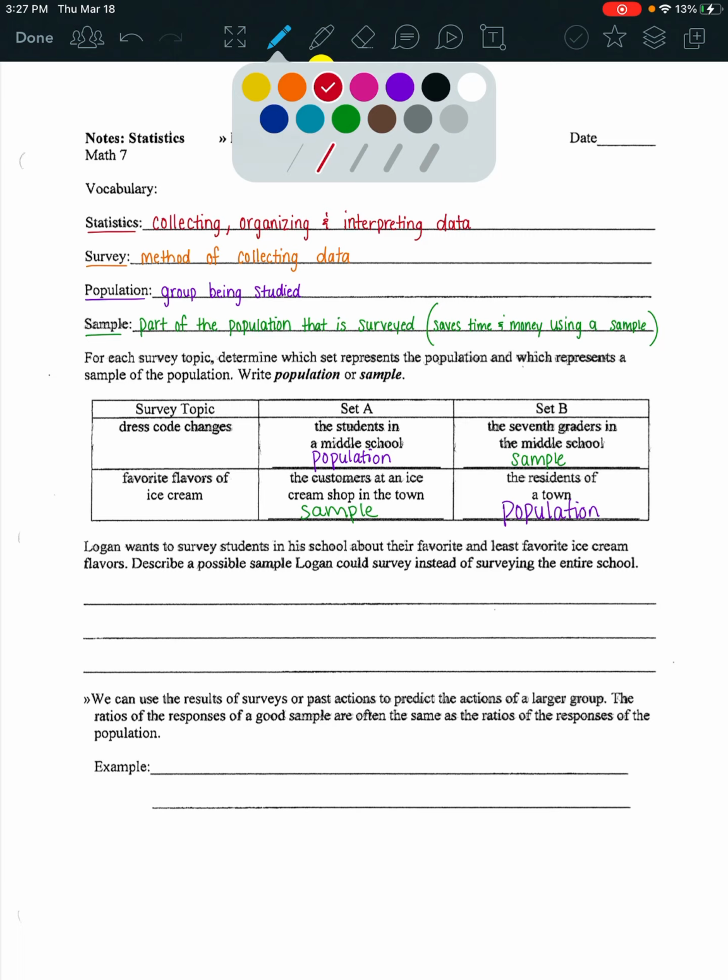So one, there's different types of surveying. You could just do randomly. You could randomly pick out of a hat. You could maybe survey different tables in the lunchroom, many different ways. So there's not one exact answer for this one.